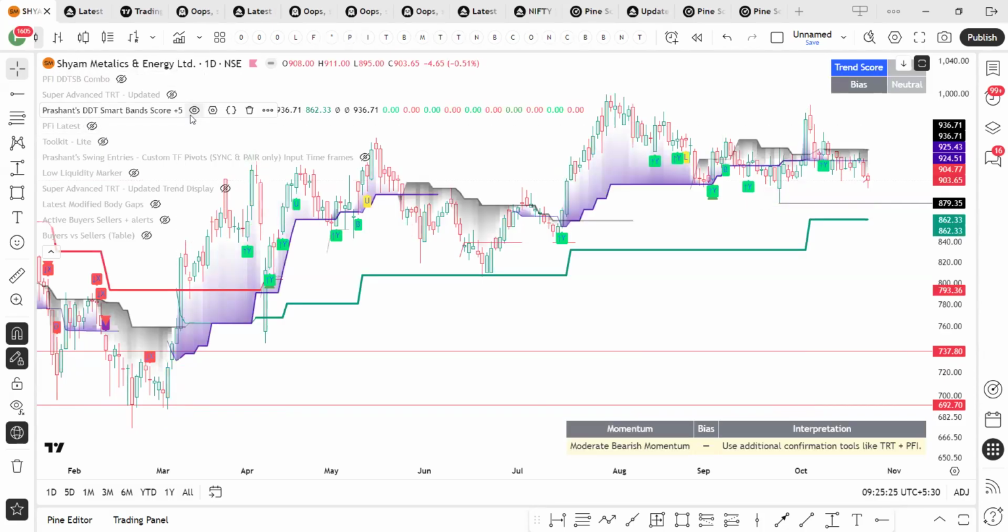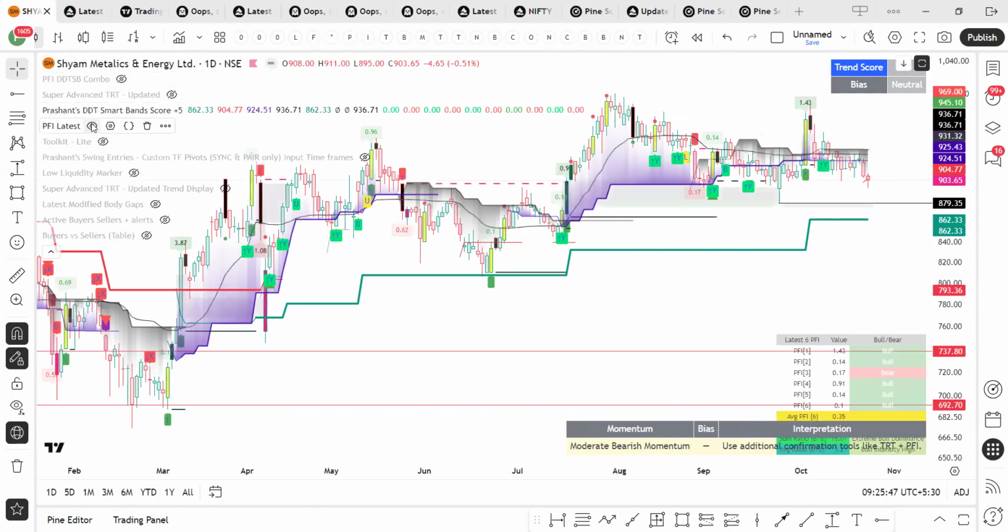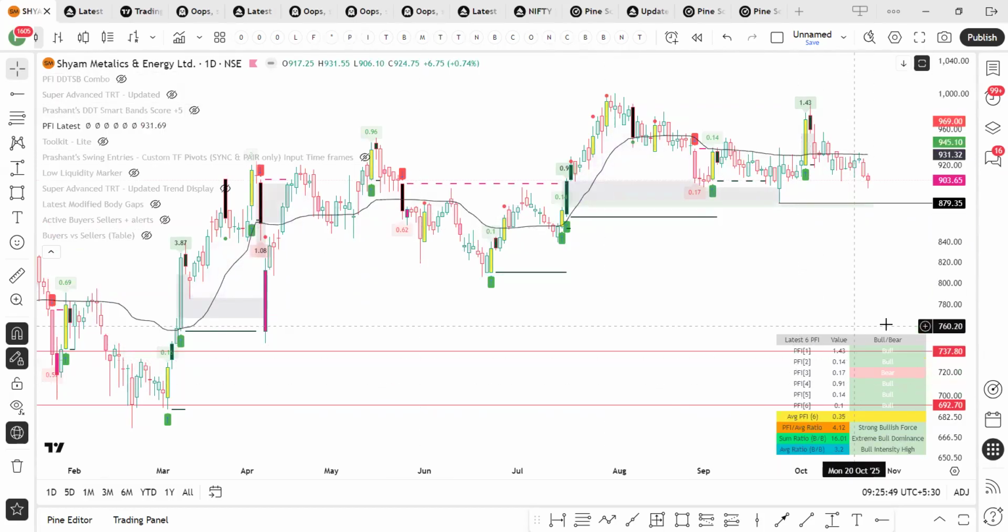Then how to use DDT smart bands? This is DDT smart band. What does this show? What are these 4 different bands? What are these colors? Black, purple, green, red, and how to use them, how to interpret them. There is an interpretation box at the bottom, interpretation box at the top here. What is the bias in that? You can also see PFI as a box where PFI numbers are visible. Different things are written here.